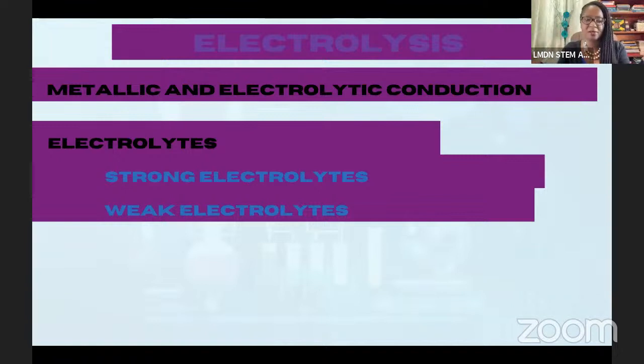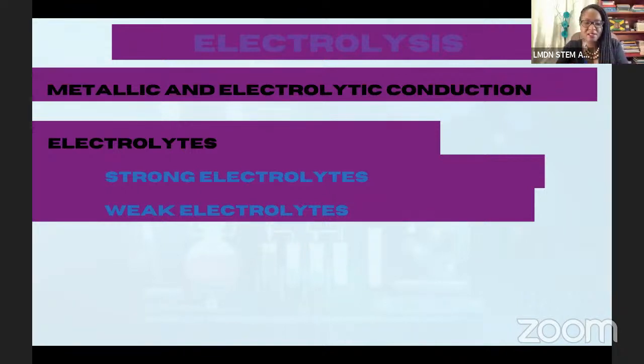Say, for example, ammonium. It's completely ionized. It's not partially ionized. Like all the ions are freed up when you dissolve it.